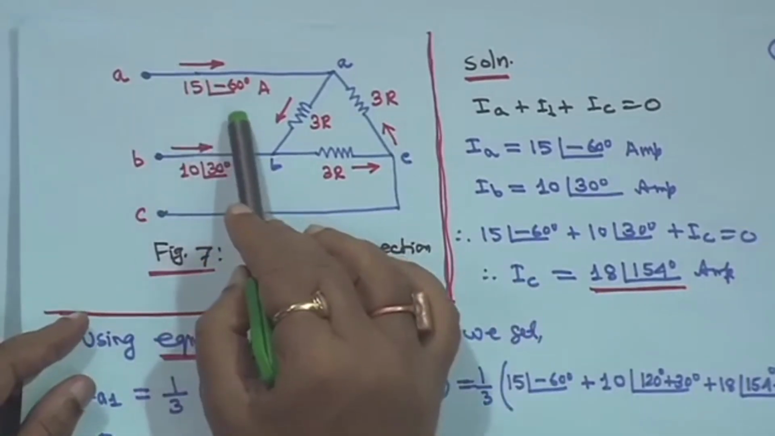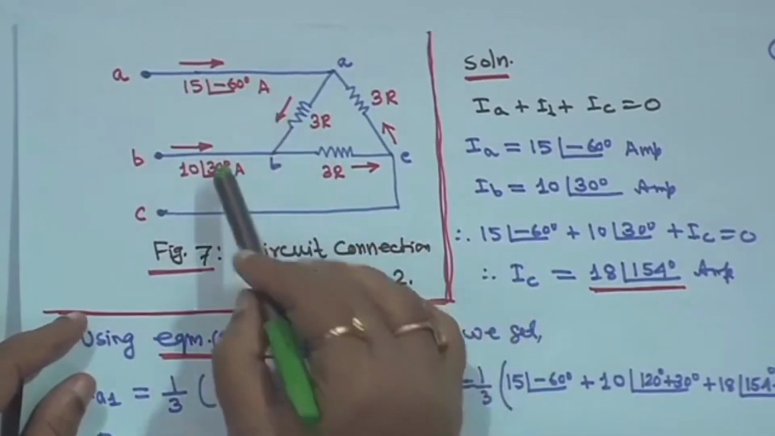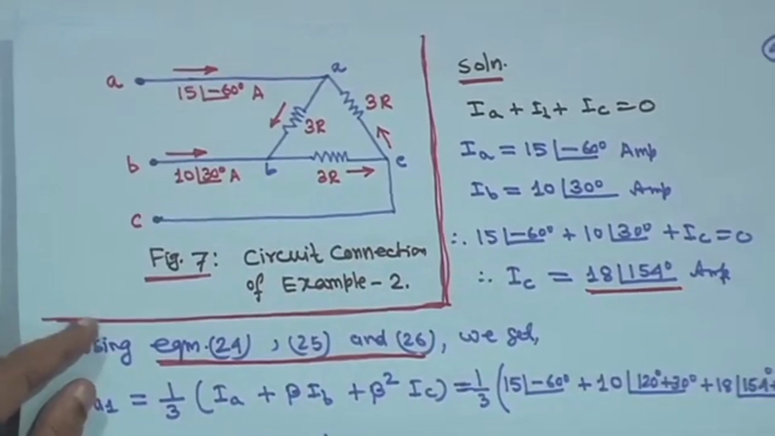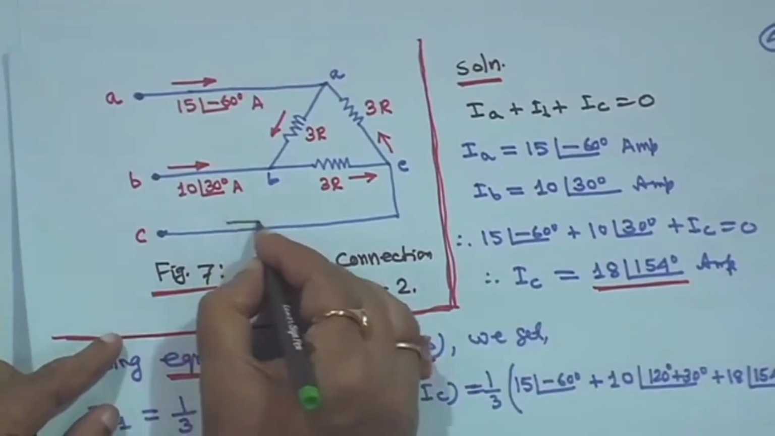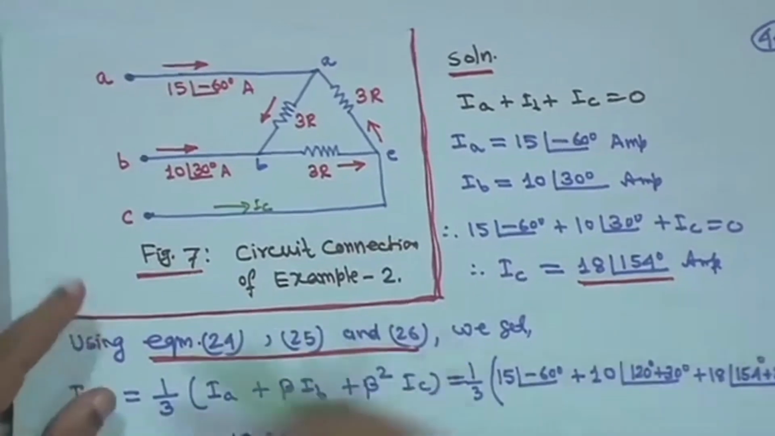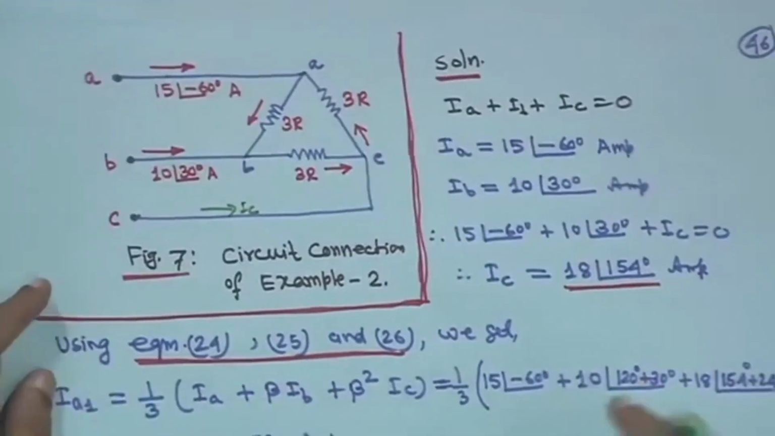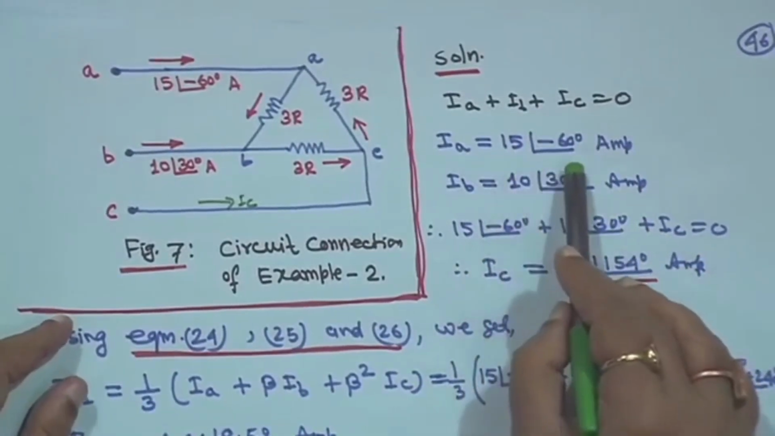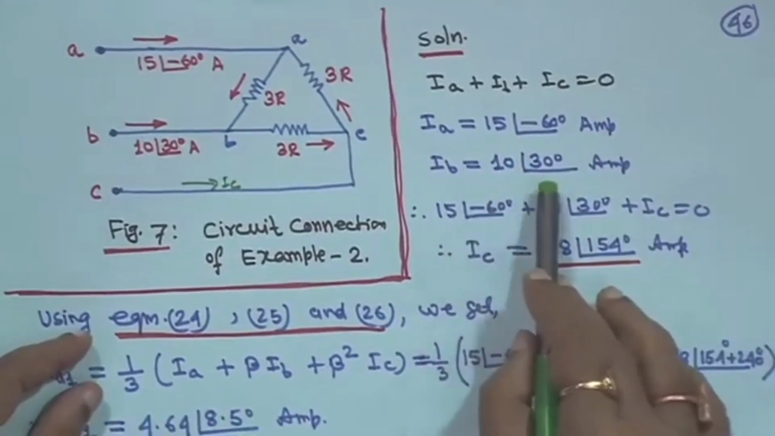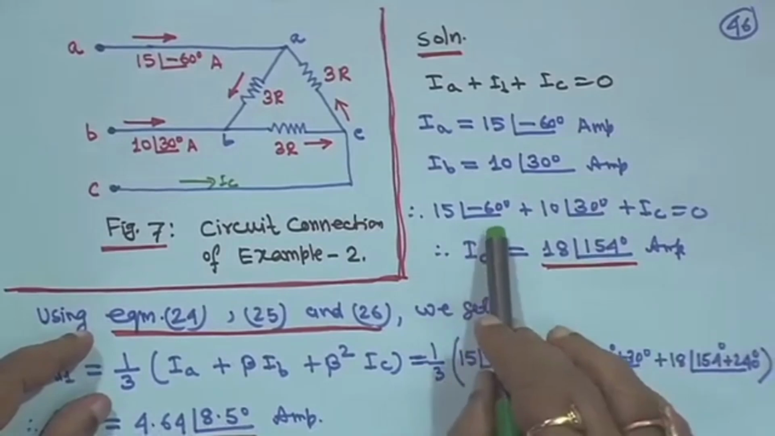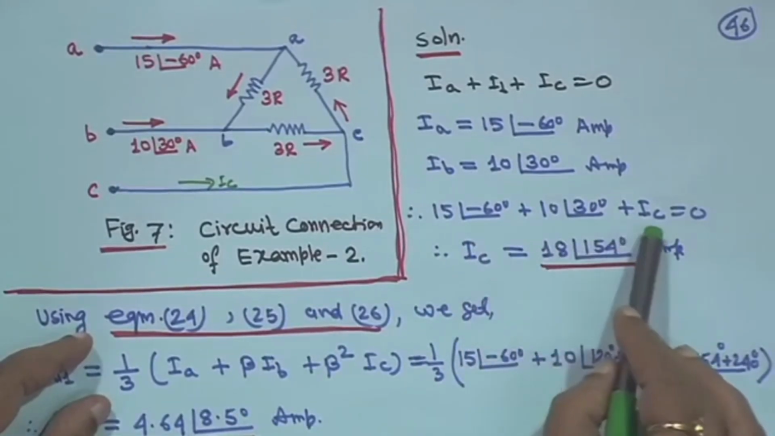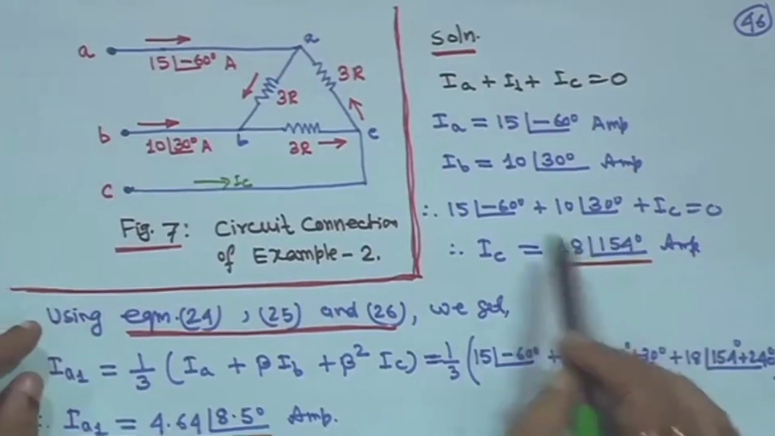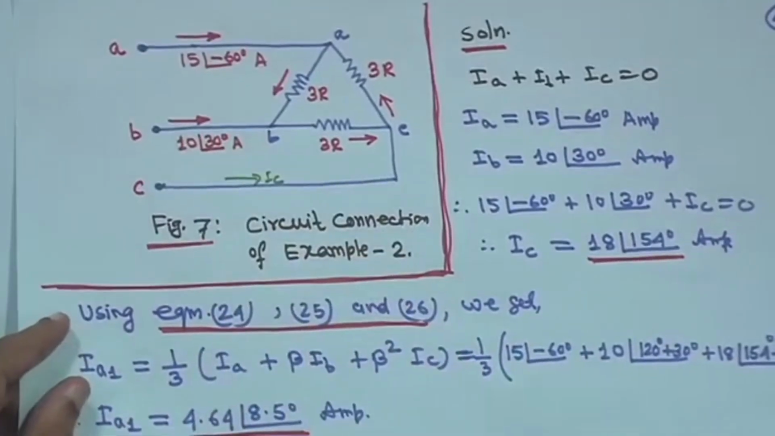It is a delta connection. Each branch is resistive, 3R, 3R and 3R. In phase A, the current is 15 angle minus 60 degree ampere. In phase B, it is 10 angle 30 degree ampere. Current in C you can easily find, because IA plus IB plus IC is equal to 0. So IA is 15 angle minus 60 degree ampere, IB is 10 angle 30 degree ampere. Therefore, 15 angle minus 60 plus 10 angle 30 plus IC is equal to 0. Therefore, we get IC as 18 angle 154 degree ampere. So, the 3 line currents you have got, and they are unbalanced.